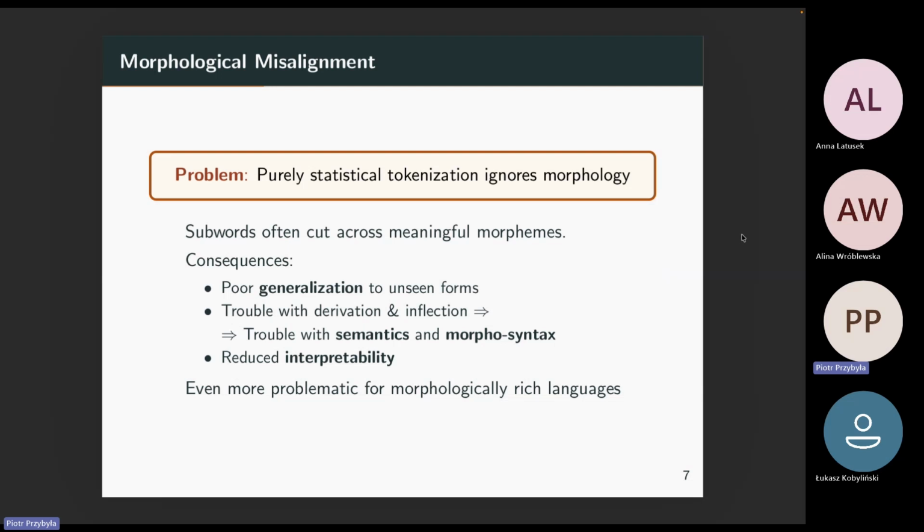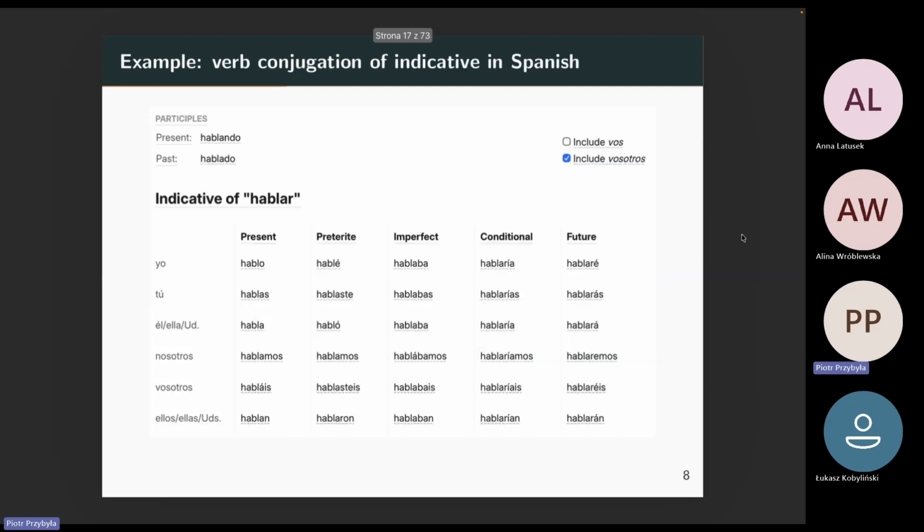So it doesn't have the nominal inflection, so the nouns are what they are. However, it does have quite a bit of diversity in terms of verb forms, right? So this is the verb hablar, which means to talk, and it has a gerund form, and then it has the past participle, but then it has all of these forms for 3 different past tenses, and then present, and then conditional, and then future.